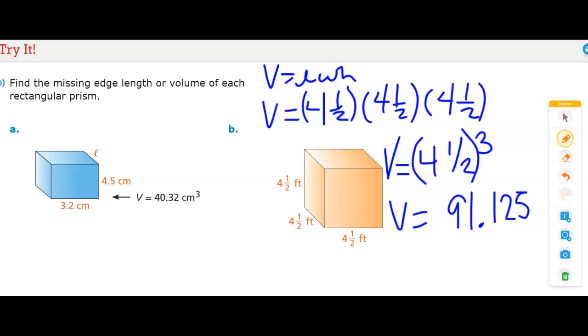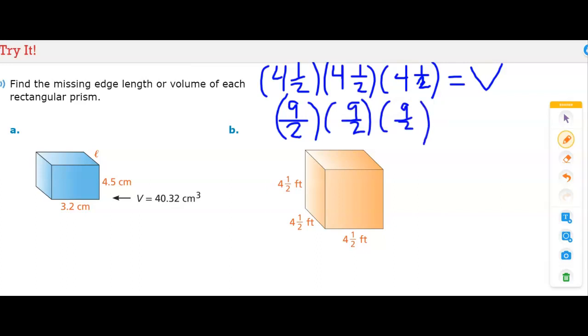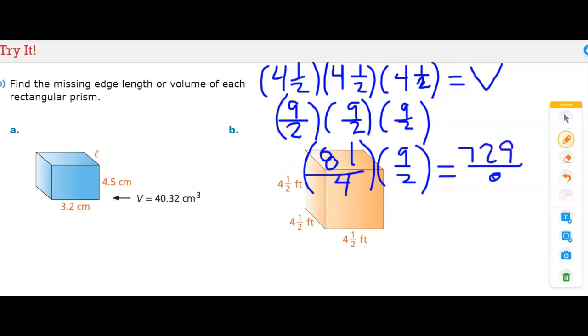But let's say it was a multiple choice question and they were looking for a fraction answer, we could do this. We have to make these fractions into improper fractions. So we do 4 times 2 plus 1 is 9. So we have 9/2 for each one of these. And so then we multiply straight across. So 9 times 9 is 81. 2 times 2 is 4. Then we have 81 times 9 and 4 times 2. 729/8.